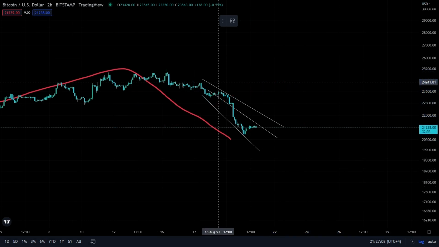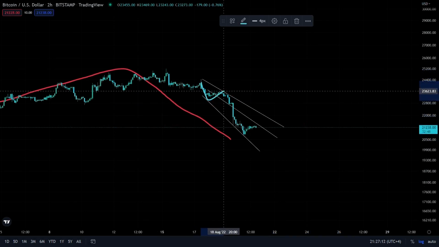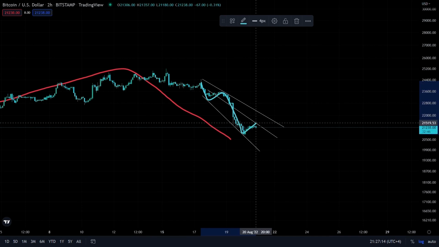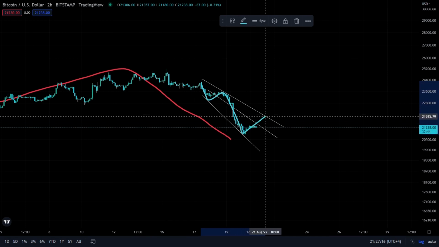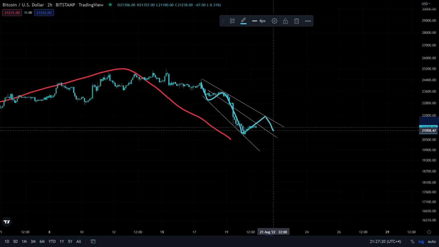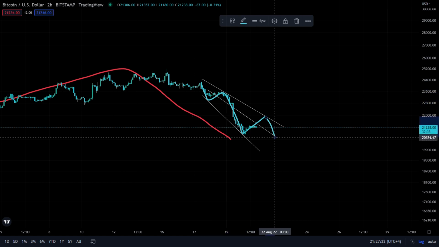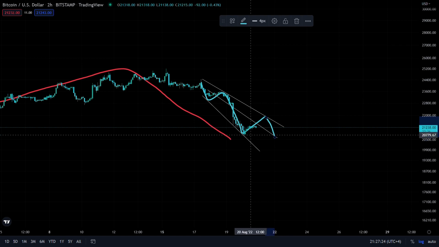So what I'm wanting to see here is an expanding ending diagonal where we get a 1, 2, 3, 4 back up to the top of this trend line at around 22,000. Then we come down and we set one new low, but we don't quite make it back into the bottom of the midline of this expanded ending diagonal.